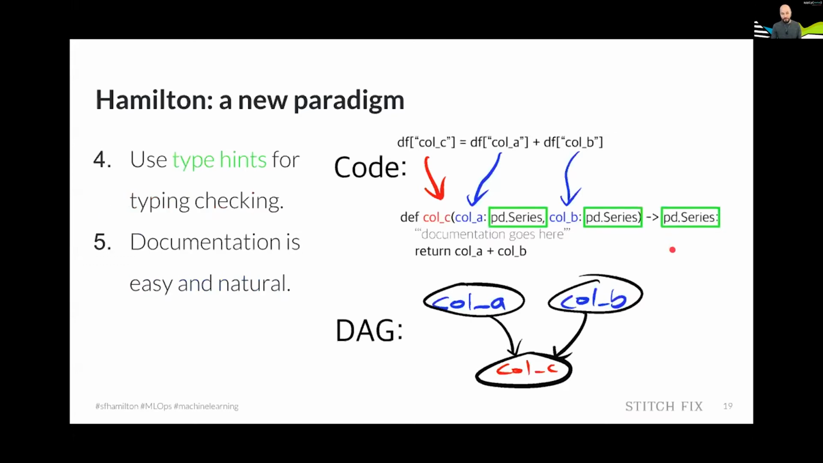We can make use of Python type hints to statically check things to make sure that functions line up, and then because it's a function, we can make use of the function documentation to document things.